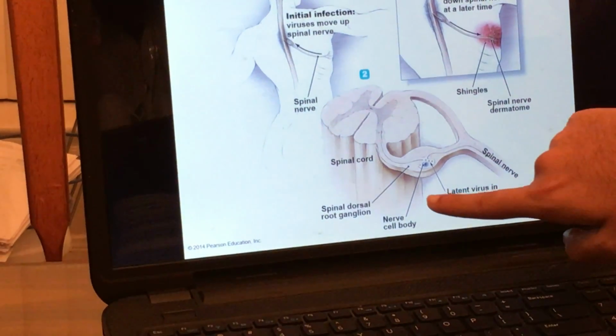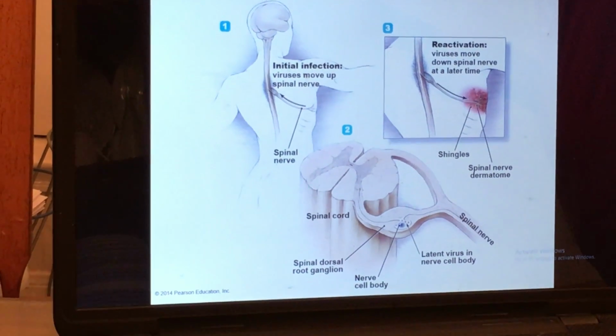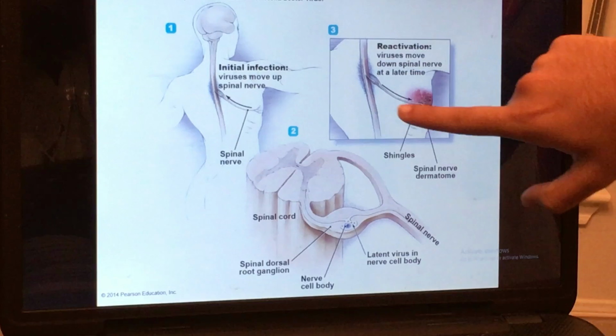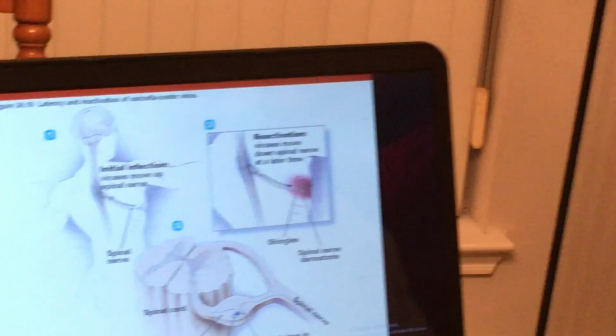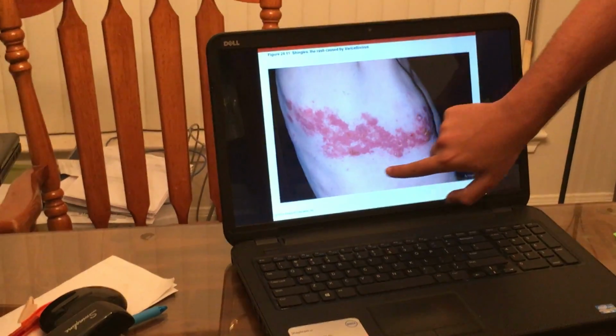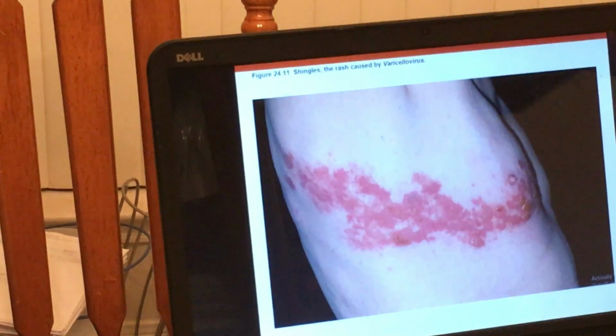Once it gets to the spinal nerve, it goes to the nerve cell body, and when it's time to be reactivated again, it goes down. That's why it's below the armpits. As you can see, it goes down below the armpit area, and that's why the rashes occur here. When it goes down the spinal cavity, it goes right down here under the armpits on both sides.